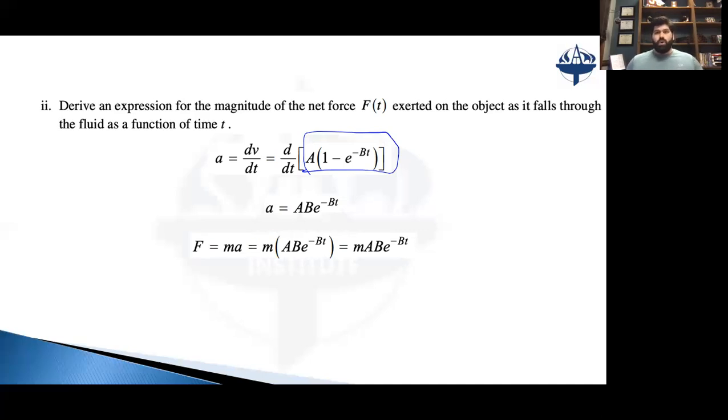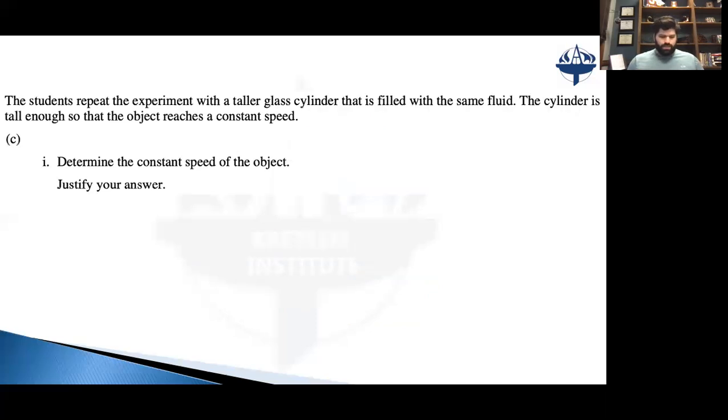At this point, we can plug in the values that we do know. We do know that the mass is 12 grams, so we need to convert that to kilograms. We know that a is 1.18. We know that b is 5, so we plug those in, and we get the expression of 0.071 e to the negative 5t. That is our net force of the fluid exerting on the object.